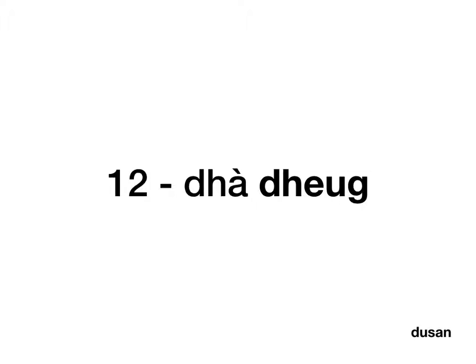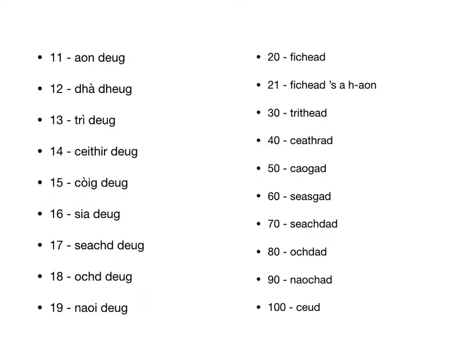dhà dheug, and that dheug is another little subtle change in the spelling. That's because dhà usually lenites. There's also dusan, which is another word. But here we have the list of it. You have aon deug, dhà dheug, then it's straightforward from then on. Trì deug, ceithir deug, còig deug, sia deug, seachd deug, ochd deug, naoi deug, fichead.